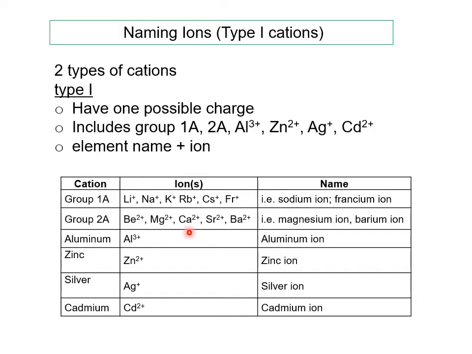Group 2A metals in a compound or as ions always want to have a charge of +2, and there are no other charges that they can have. Aluminum is in group 3A. It wants to have a charge of 3+ because it likes to lose 3 electrons. And then we have zinc, silver, and cadmium, which actually are transition metals, so their charges are not as easy to predict, and so you have to memorize these three.